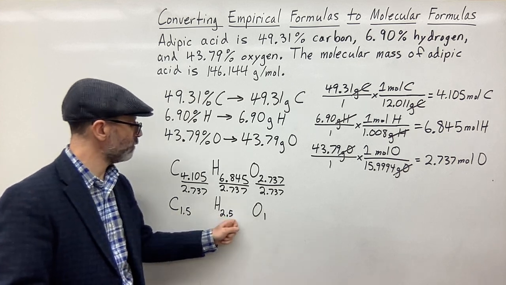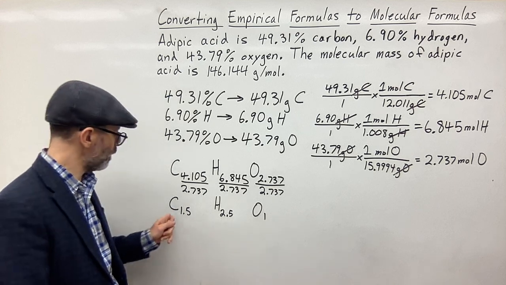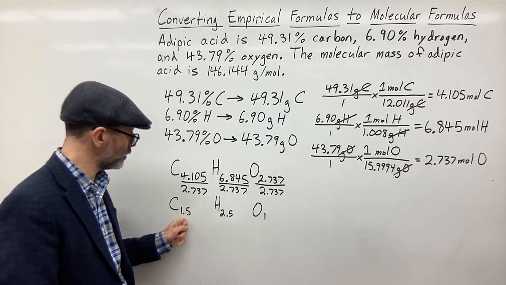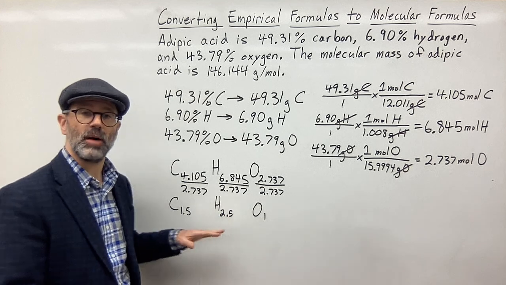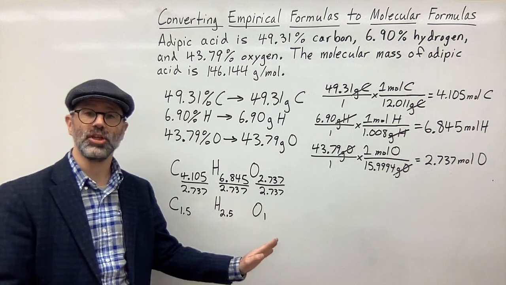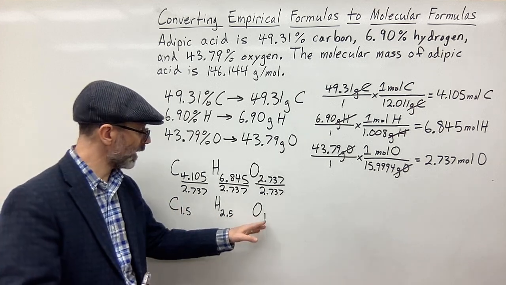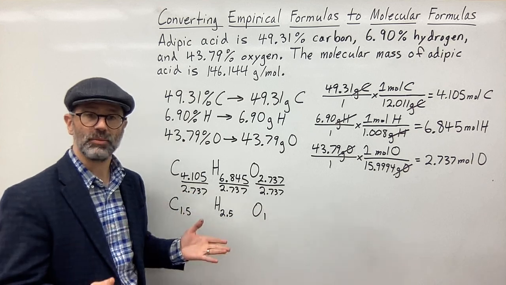So since we have a 0.5 here, we have to multiply by 2. Since we've got a 0.5 here, we got to multiply this by 2 and this by 2. But if we're going to multiply our subscripts by 2, we need to multiply all subscripts by 2 to keep the ratio. If we don't multiply this one by 2, then we don't keep the ratio.